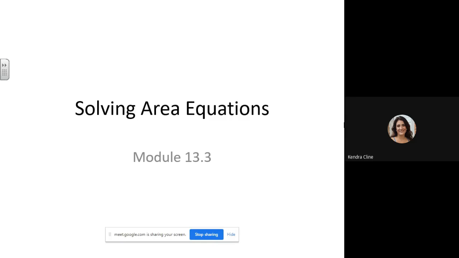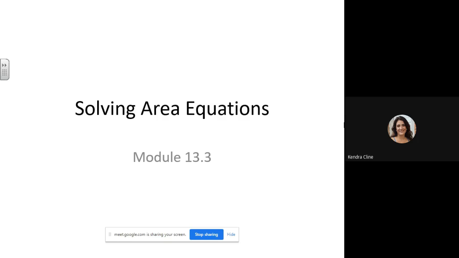I'm going to be teaching you how to solve area equations. What we're going to be doing today is combining what we've been learning in geometry with what we've been learning in our previous unit working with equations. So today, I'm going to need you to get out a sheet of paper and turn in a picture of your notes if you are a distance learner today.